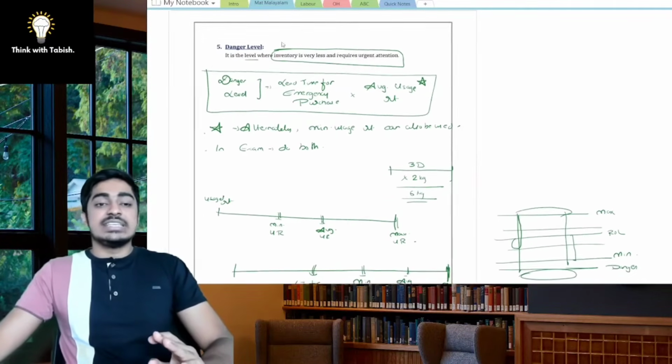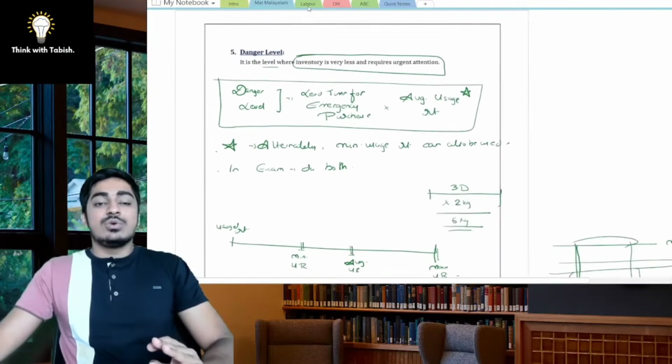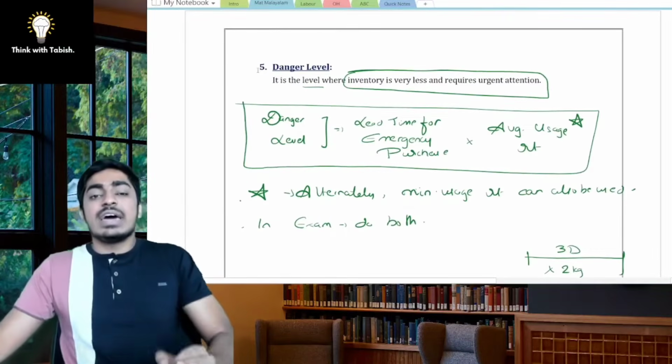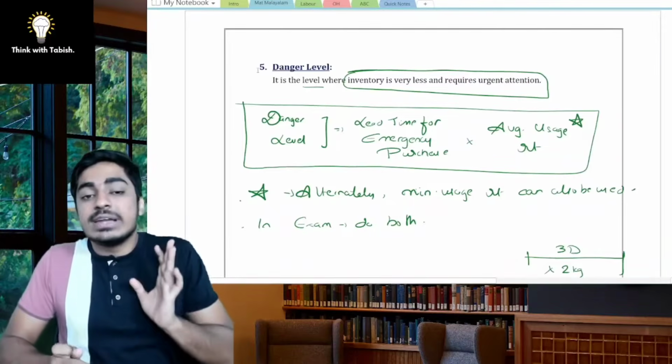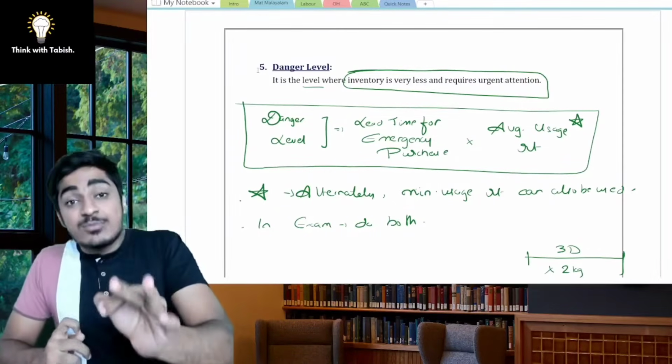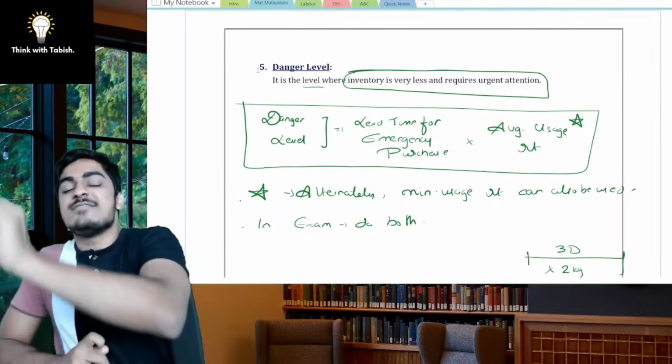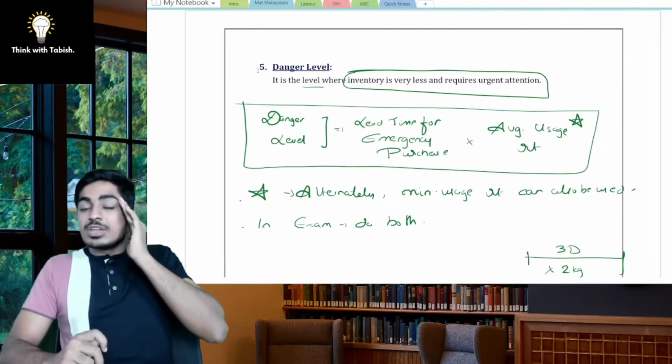Danger level. What is danger level? It is that level wherein the goods are very few and we are on the verge of stock out. So we have to take immediate action. How do we get danger level? It is the lead time for emergency purchase into average usage rate. Lead time for emergency purchase.